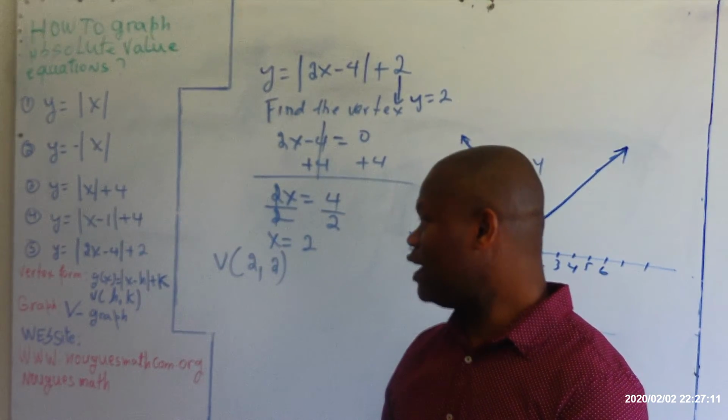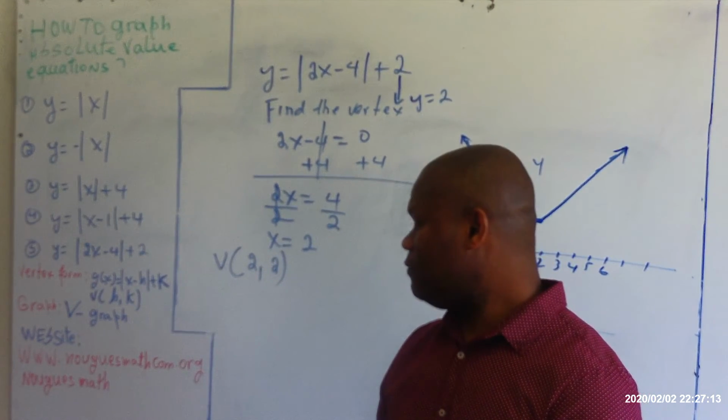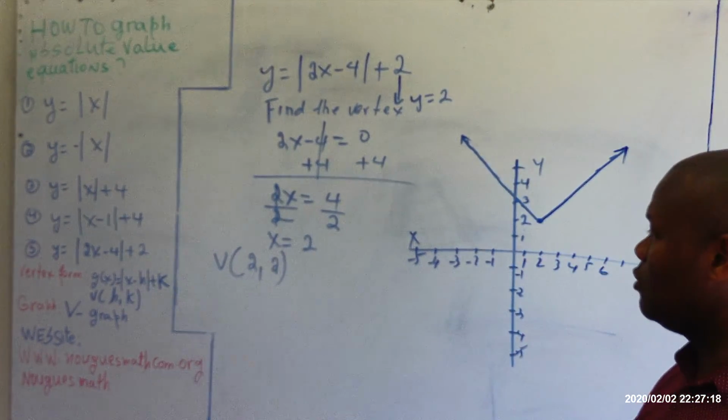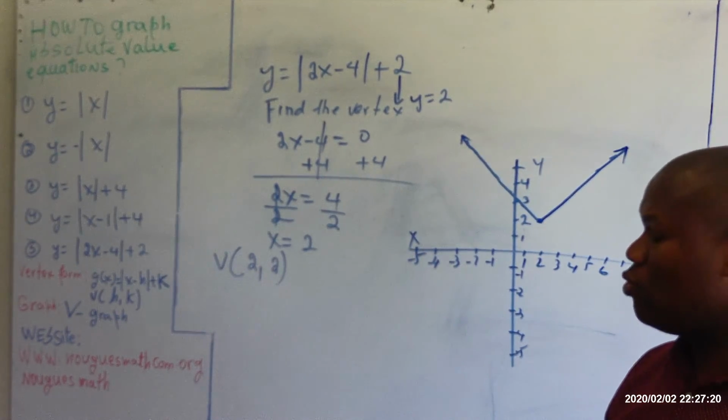Okay, very nice. So I believe you understand those two ways to graph an absolute value equation, making a table and vertex form.